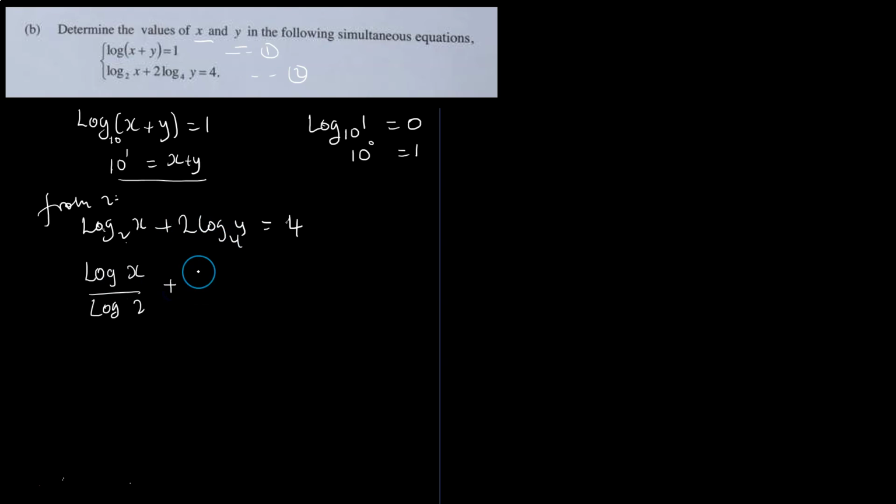Let's have a look at what the other one will give us. We do the same, change the base for this one. So I'll put these two back here for now. We'll have 2 log y divided by the log of 4, and that's equal to 4. I can see here I can change these to base 2 and get rid of these denominators, because log 4 can be log 2 squared. So I'm going to put base 2 on each one of these. So what do I have now?